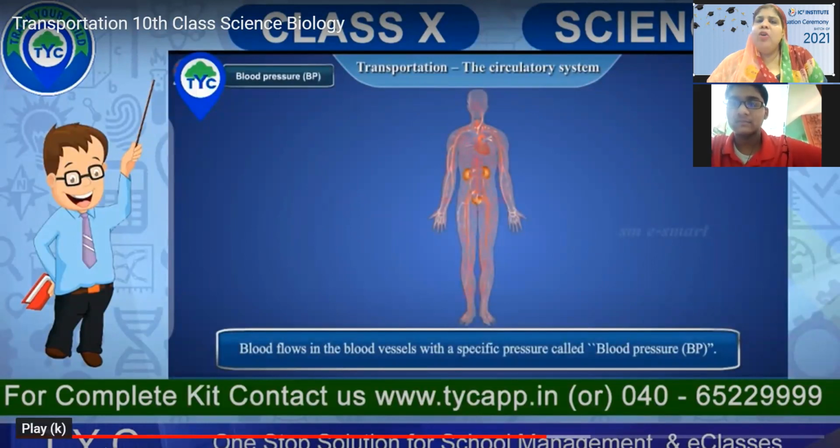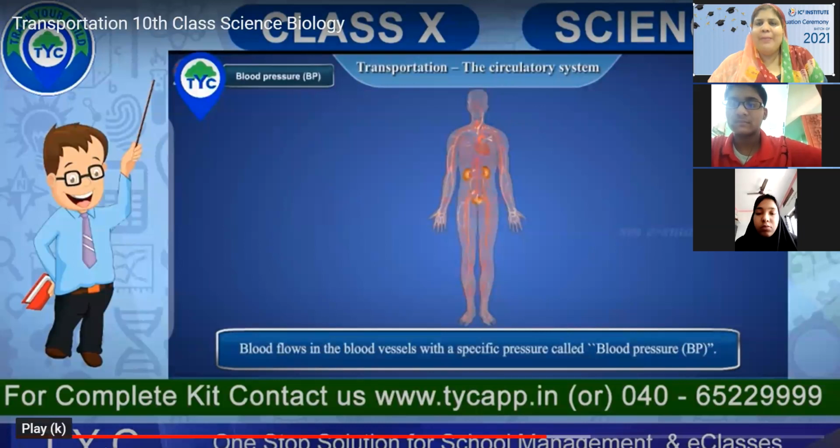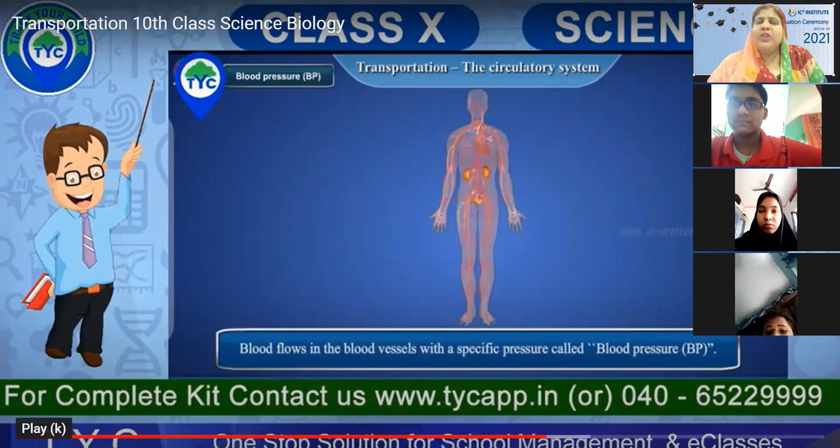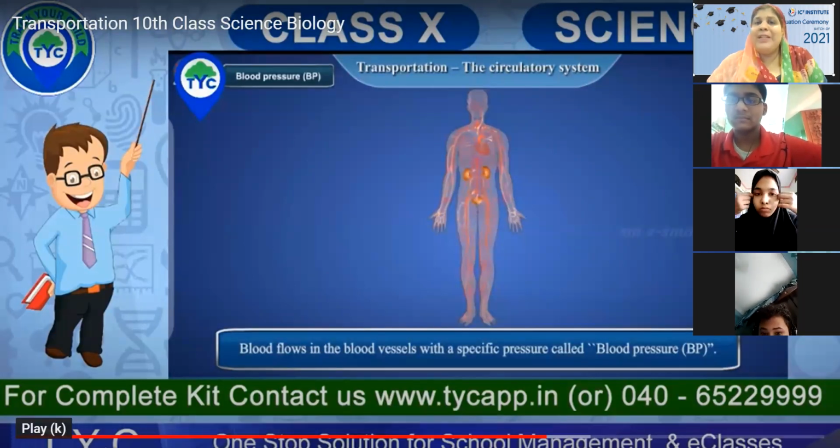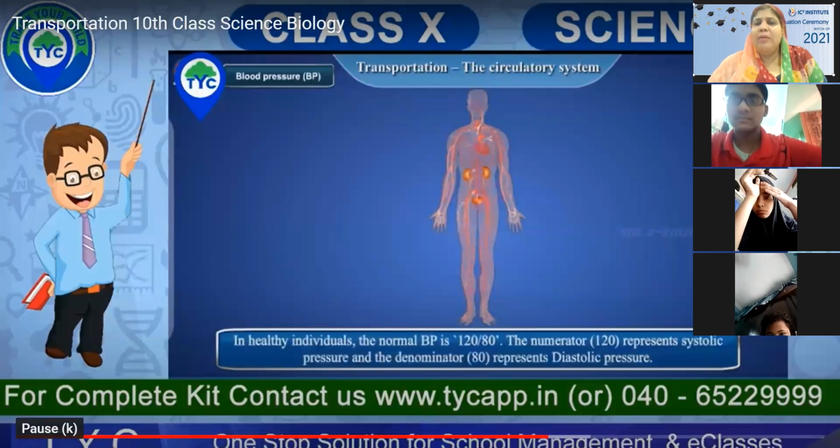It cannot all of a sudden flow with great pressure inside our body, because then there is a chance of the arteries getting damaged. Either in the arteries or the veins, the blood has to move with a specific standard pressure, and we call it blood pressure. So let us see what the blood pressure should be, with which the blood has to flow in the body.